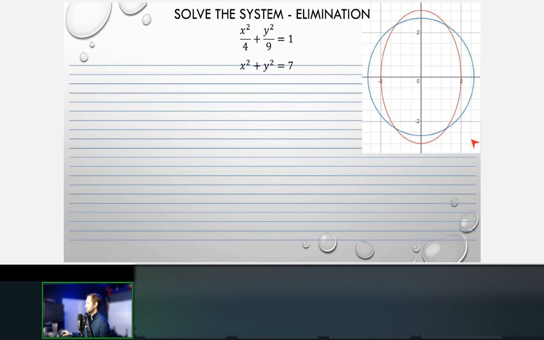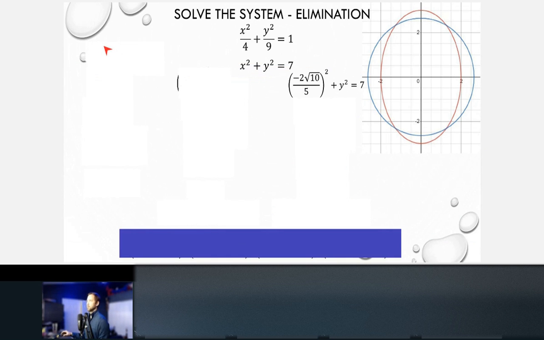Yeah, our lowest common denominator. So what should I multiply by? Yeah, multiply the first equation by 36. Let's do that. Okay.